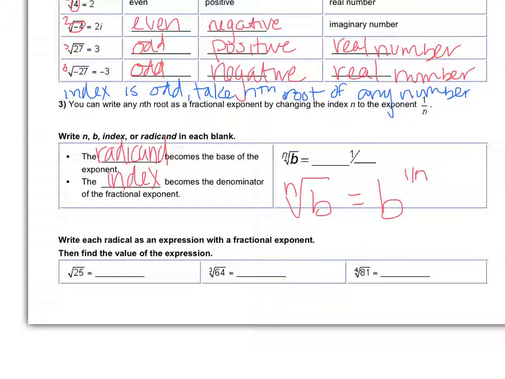So if I wanted to write the square root of 25 as a fractional exponent, since it's a square root, there's a 2 there, I could write this as 25 to the 1/2. And the square root of 25 is really just 5, so that would be my answer. I have the cube root of 64. I could write that as 64 to the 1/3. And the cube root of 64 is just 4. For the next one, I have the fourth root of 81. I could write that as 81 to the 1/4, and the fourth root of 81 is just 3.